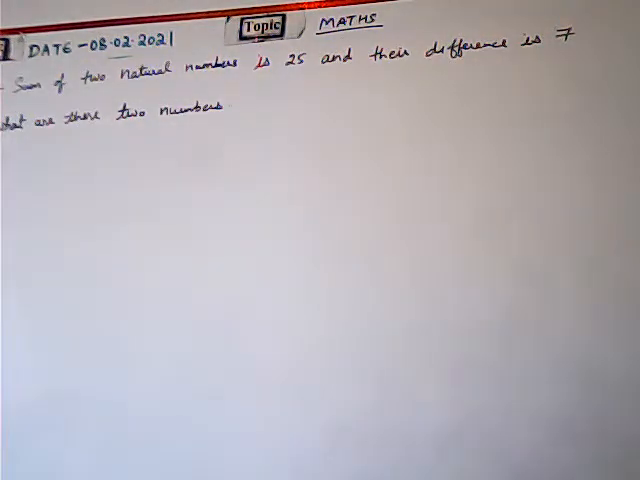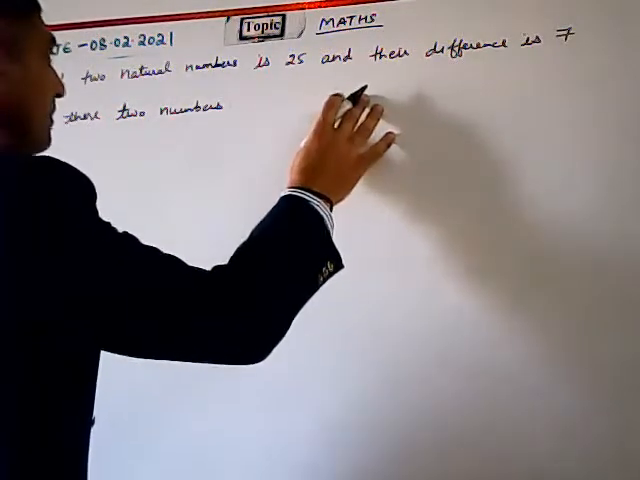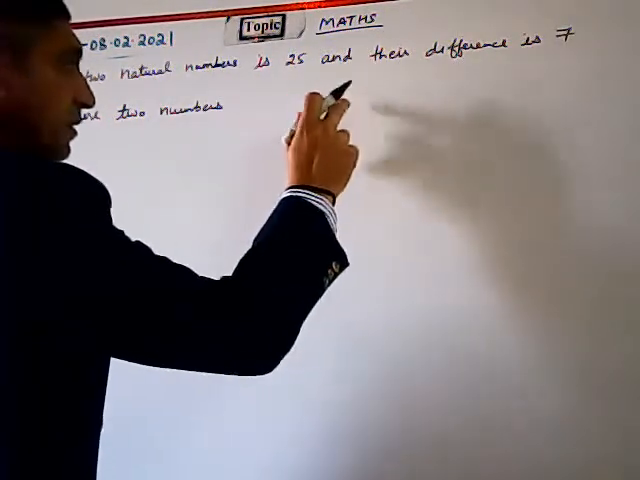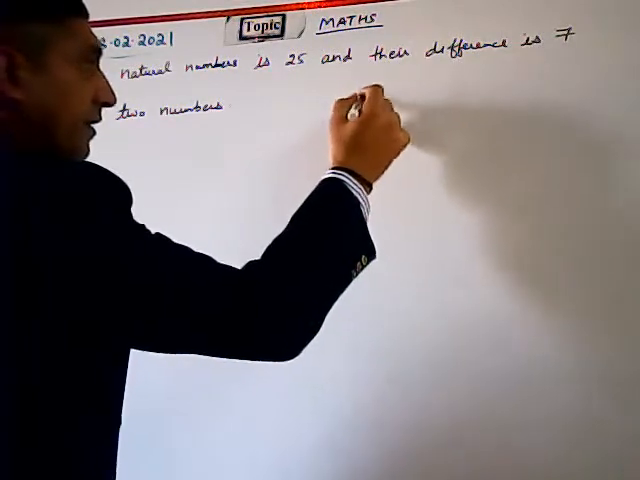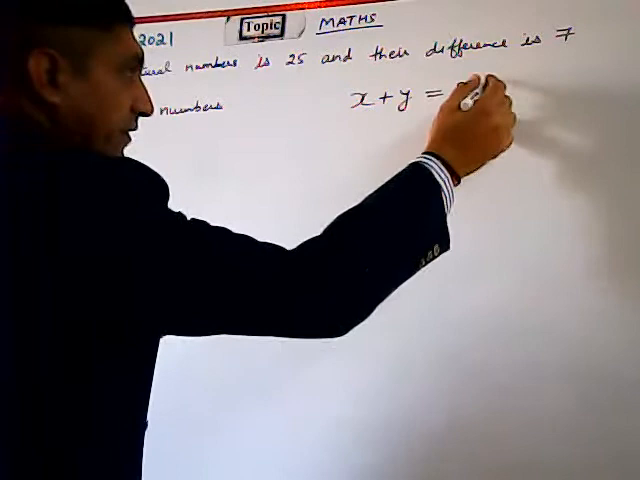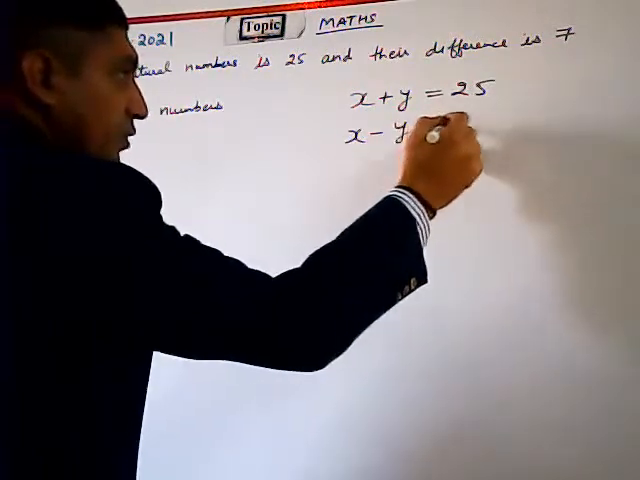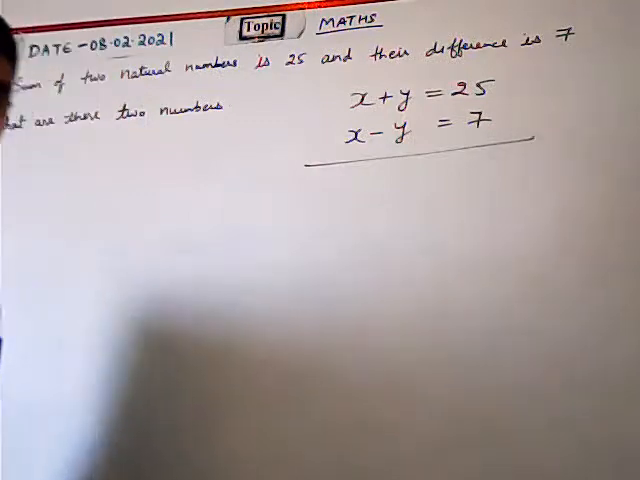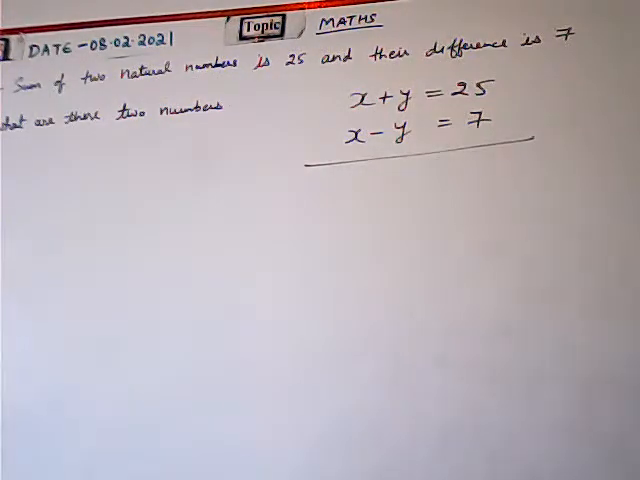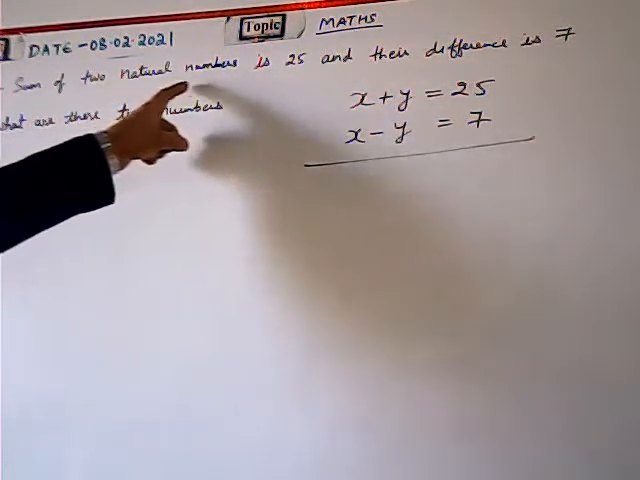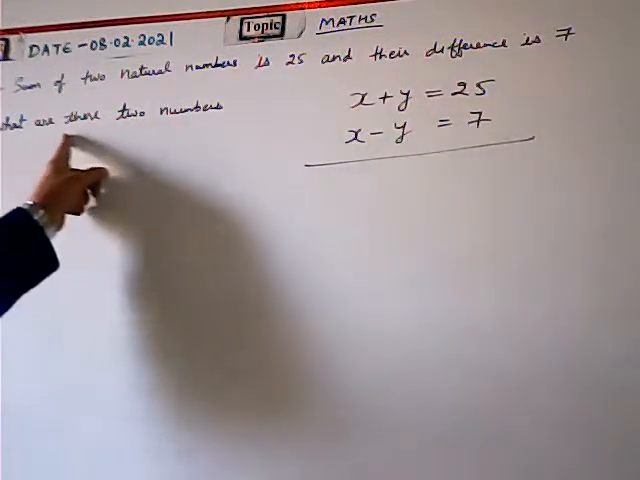If the sum of two numbers is 25 and the difference is 7, find the numbers. So we know here one is alpha and one is beta, or the two natural numbers. That one is x plus y. x plus y is 25 and x minus y is equal to 7, right? So we can solve in this way also.